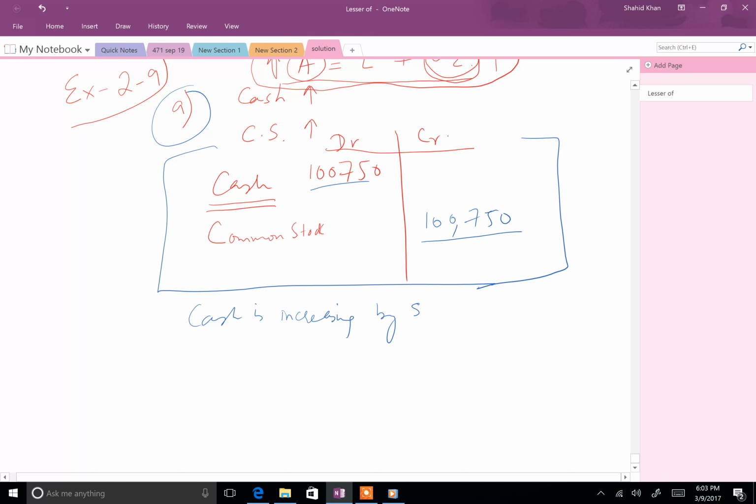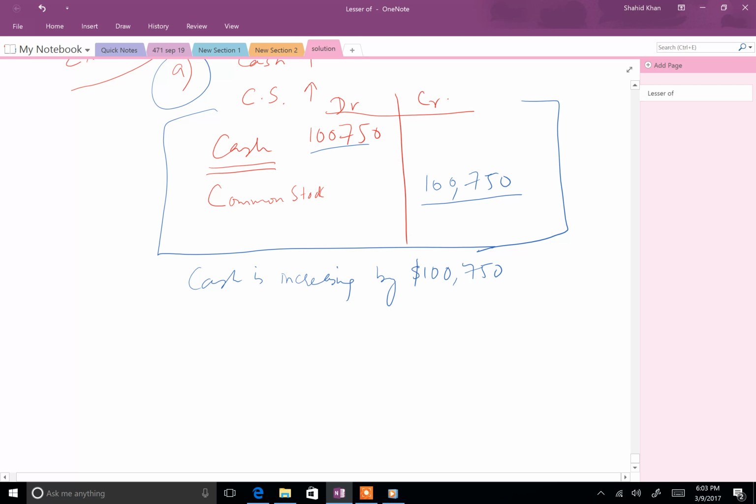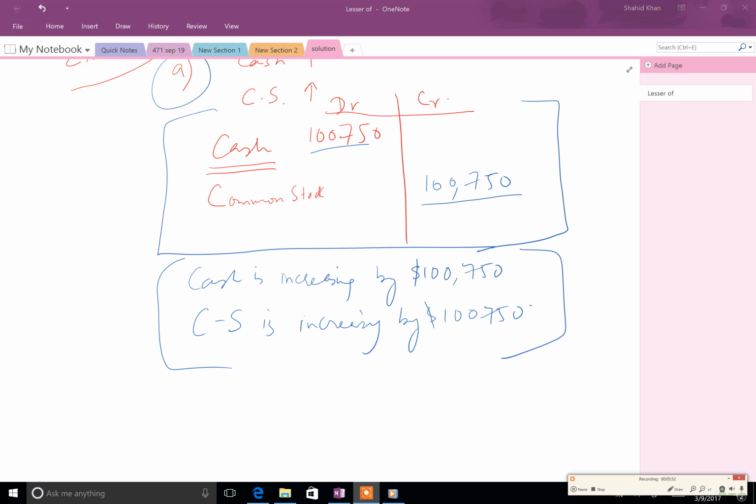by $100,750, and common stock is increasing by $100,750. So I can understand that, okay, this owner has invested money into the cash, once I translate debit and credit. So this is why these are so useful in accumulating information, okay, information about the company.